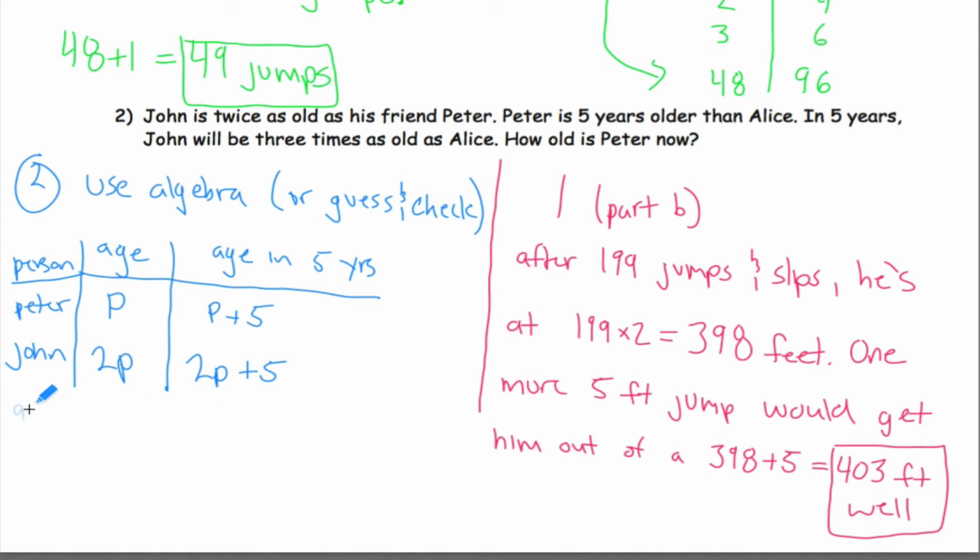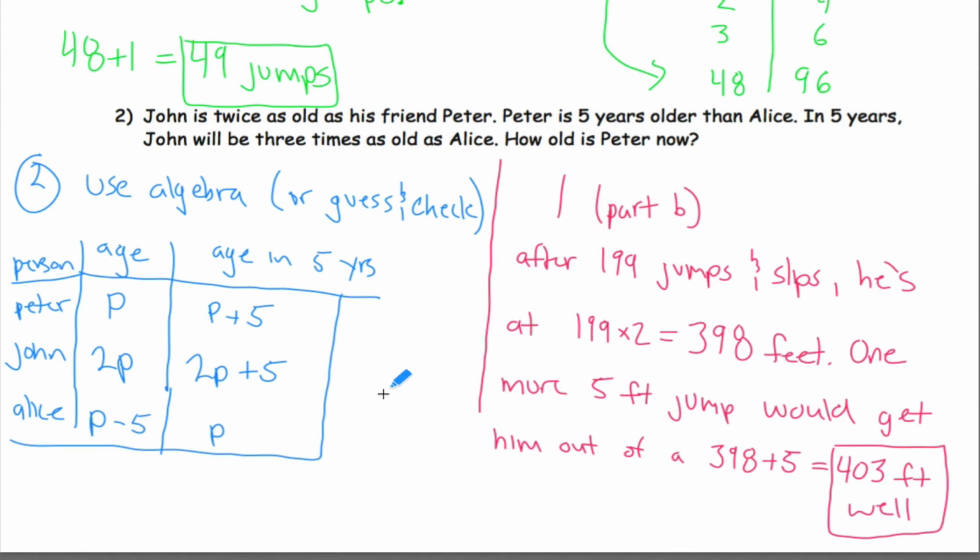And then lastly, we got Alice. What do we know about Alice? Peter is 5 years older than Alice. So that's a little bit tricky. If Peter is 5 years older than Alice, then Alice is 5 years younger than Peter. So Alice would be the same age as Peter, except you've got to take away 5. So Alice's age is P minus 5. So in 5 years, it would be P minus 5 plus 5, aka just P right here.